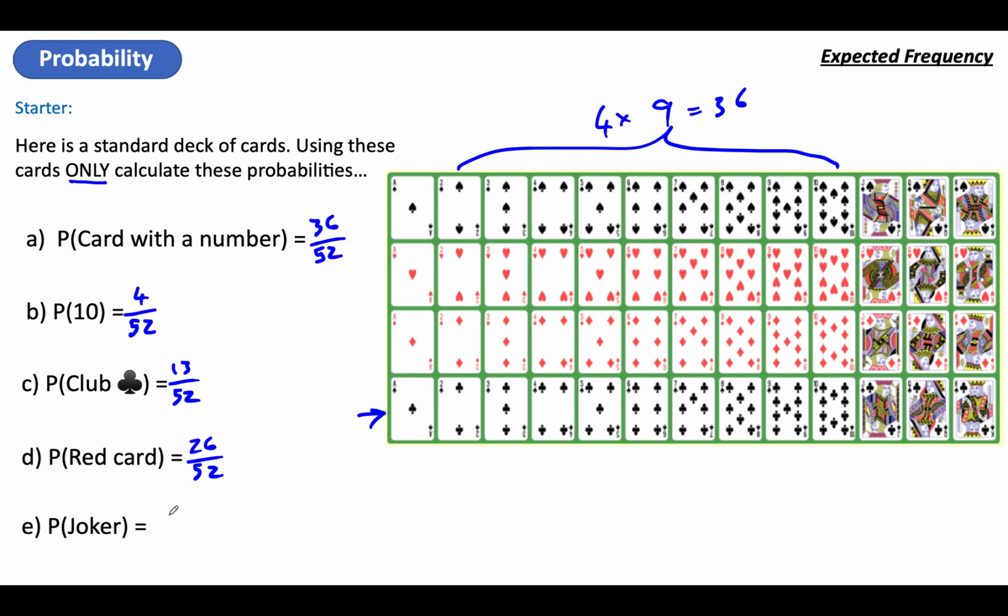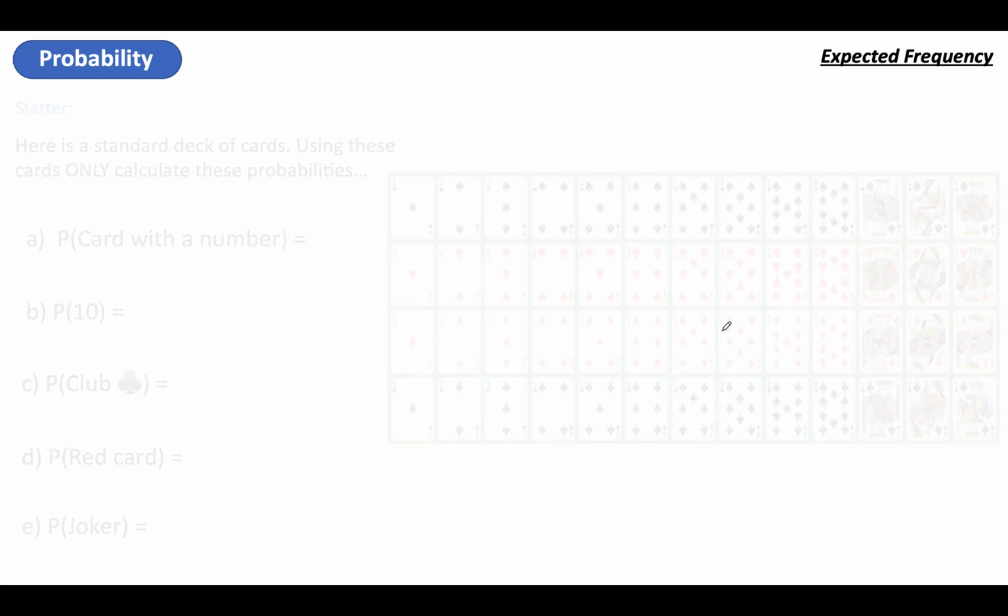Joker, what's the probability of a Joker? Well, I did say only these cards, and there are 0 Jokers in those cards. So 0 out of 52, which is also 0. Either of those is absolutely fine. It's impossible to pick a Joker out because there aren't any. So good. Let's talk about expected frequency then.